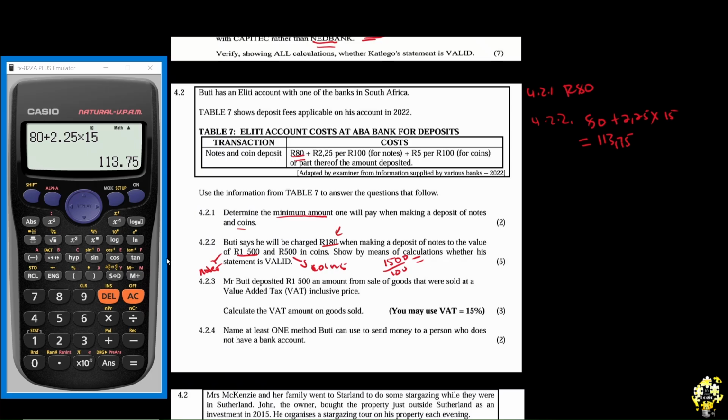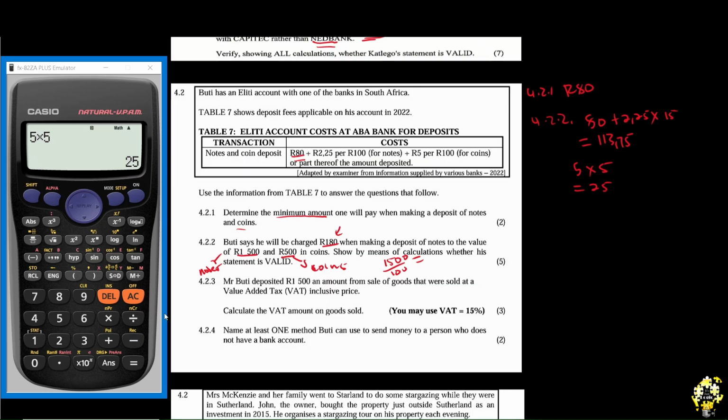Coins, it's simple. It's just 5 rand per 100 rand or part thereof. So how many 100 rands do we have in 500? So again, 500, you divide it by 100. What do you get? You actually get that we have 5. Now, what's the answer for this? 5 multiplied by 5, you actually get that it's 25.